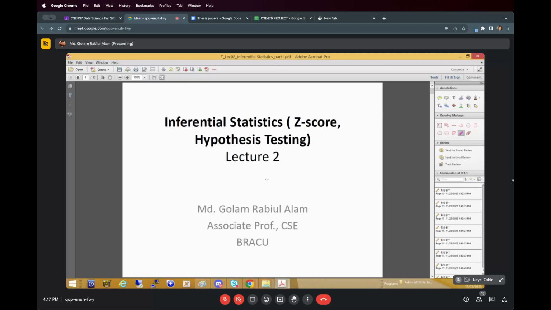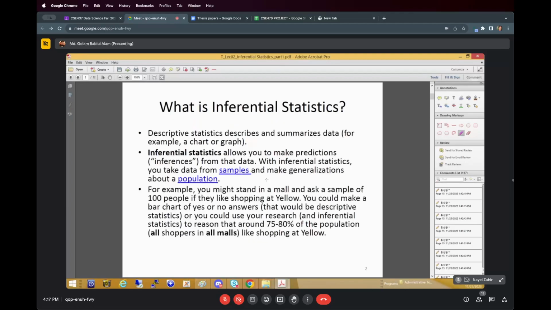and also from some data we have to take decisions. Usually we call those hypothesis testing. There are several methods of hypothesis testing also, and maybe in the next two classes we will also discuss those hypothesis testing methods. So first, inferential statistics.